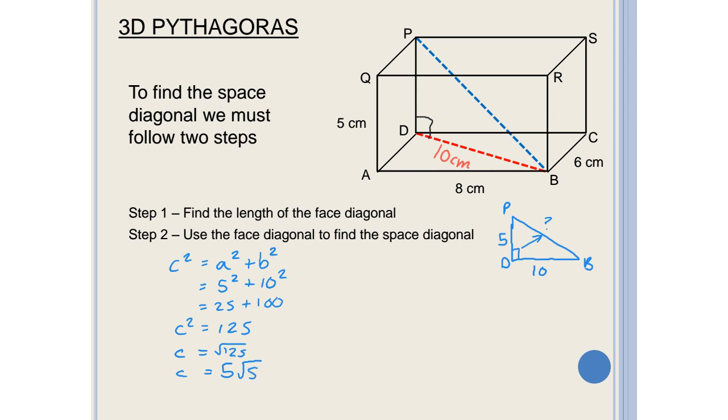Or if the question asks for 2 significant figures or 3 significant figures, c is going to be 11.2 centimetres. So my space diagonal PB is equal to 11.2 centimetres. So that's my 2 steps. Find the length of the face diagonal and then use that to find the length of the space diagonal.